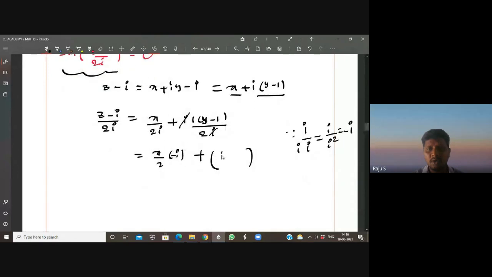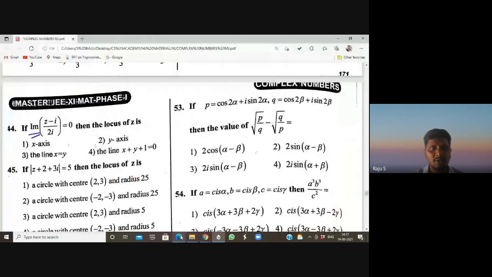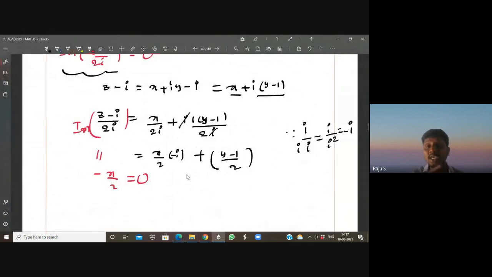The second one is clearly the real part, (y minus 1) by 2. This is a real part. We don't want that. What is the imaginary part? Yes, this is equal to what? Shall I take minus x by 2 equal to 0? Because in the question they have given the imaginary part of (z minus iota) by 2 iota equating to 0. This is the imaginary part.